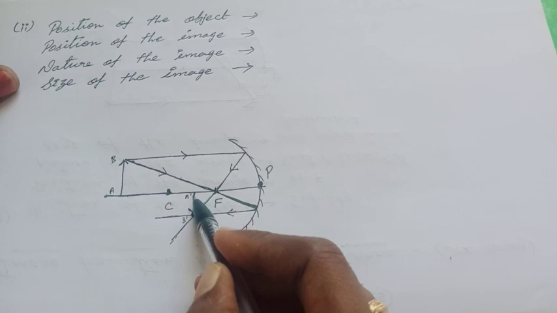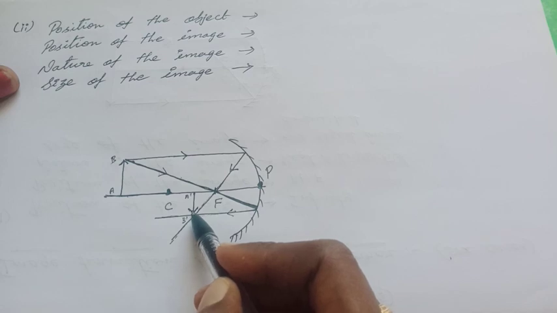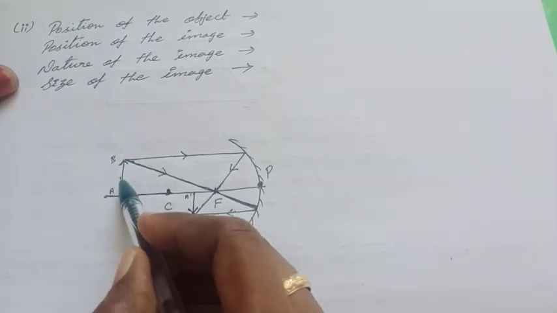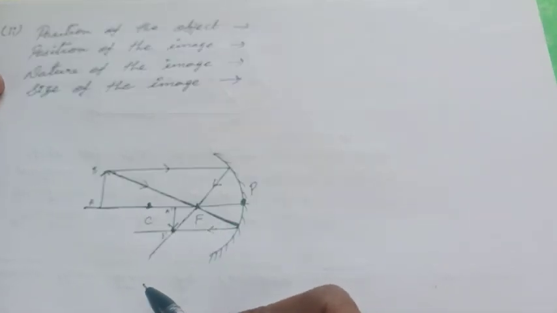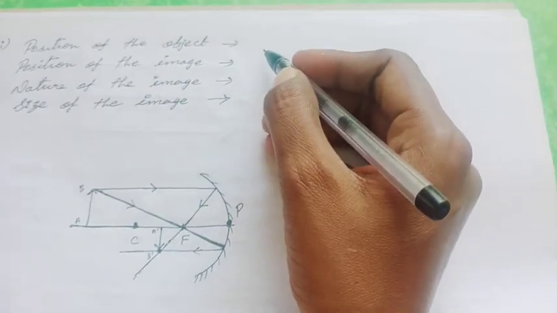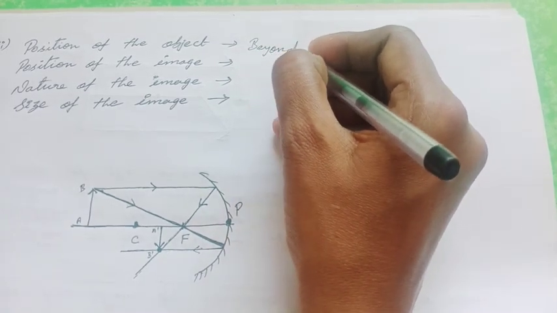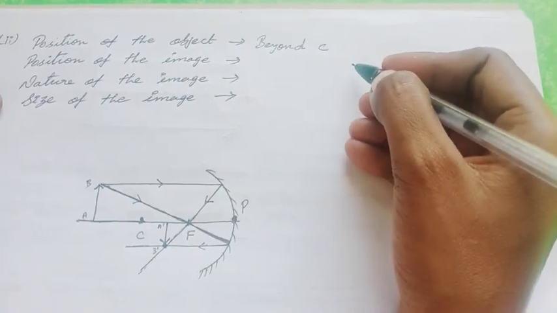So we have to draw the perpendicular line to this particular point to draw the position of the image by representing it as the downward arrow mark. Okay. So this is the object and this is the image. Now see, we can write the position of the object. What is the position of the object? The object is placed beyond C. See, the object is placed beyond the center of curvature, that is beyond C.